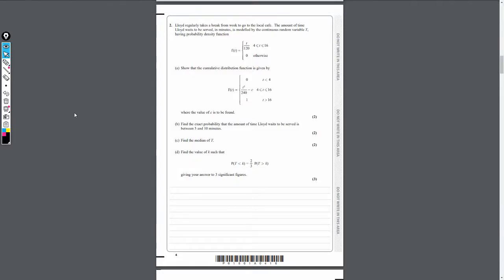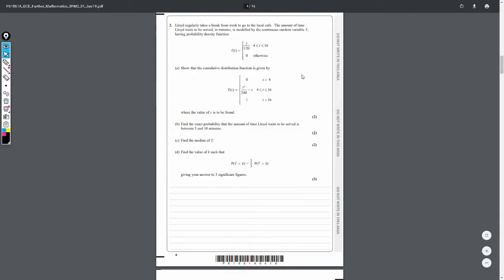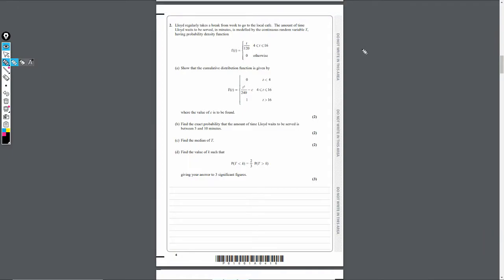Moving on to question 2 now. We have a question here that's dealing with a cumulative distribution function. To start off with, we're given this PDF, this probability density function, and part A just asks us to show that the CDF can be given by this function here. For PDFs and CDFs, remember that the CDF is the integral of the PDF.